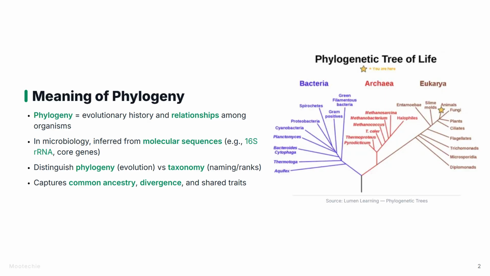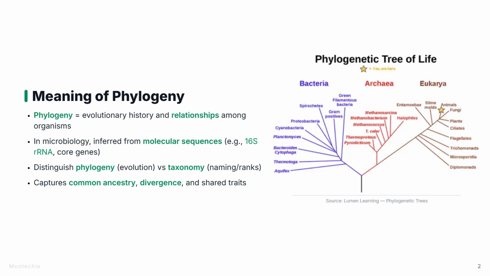It's important to distinguish phylogeny, which is about evolution, from taxonomy, which is about naming and ranks. Phylogeny tells us who is related, while taxonomy gives those groups official names and categories. Phylogeny captures common ancestry, divergence, and shared traits. By studying it, we can trace back to where lineages split and understand why certain traits are shared.